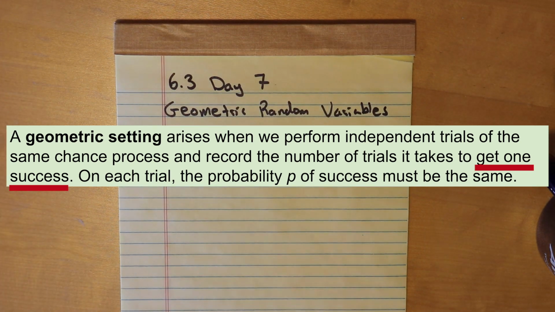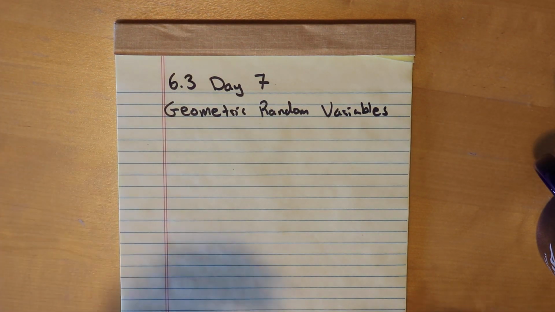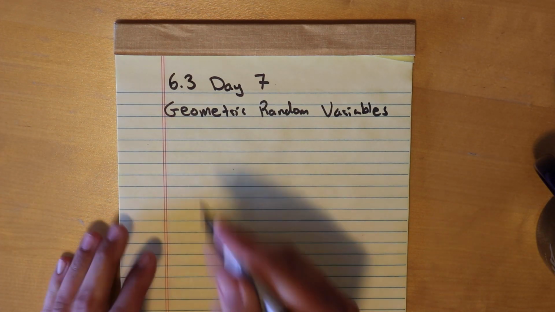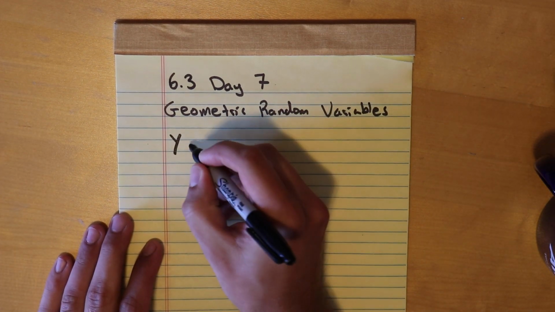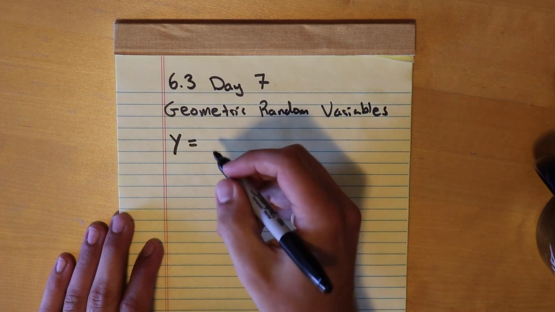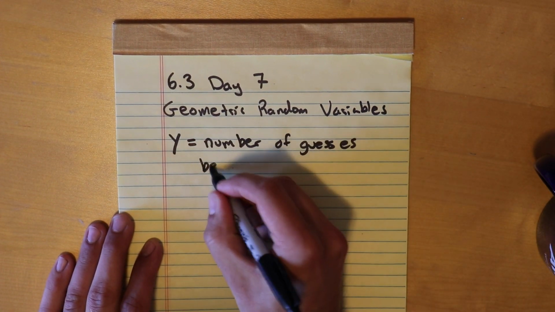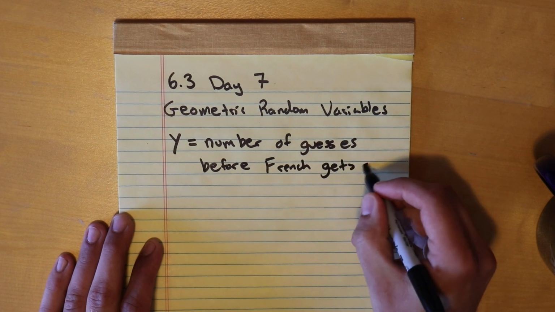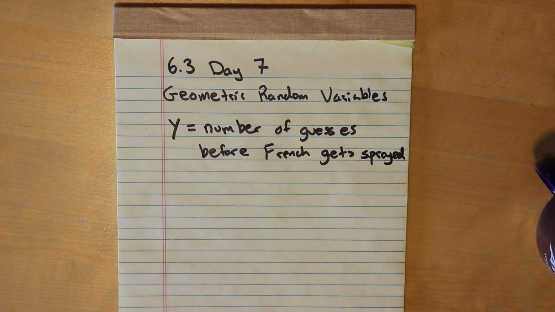So let's take a look at the example with the hose being sprayed. Let's define a random variable. So we'll say the random variable y is equal to the number of guesses before French gets sprayed. So let's find the probability of what you just noticed. If you didn't notice, it took 19 times for me to try to guess that. Well, I guess I wasn't trying to guess. I was trying to avoid the number.